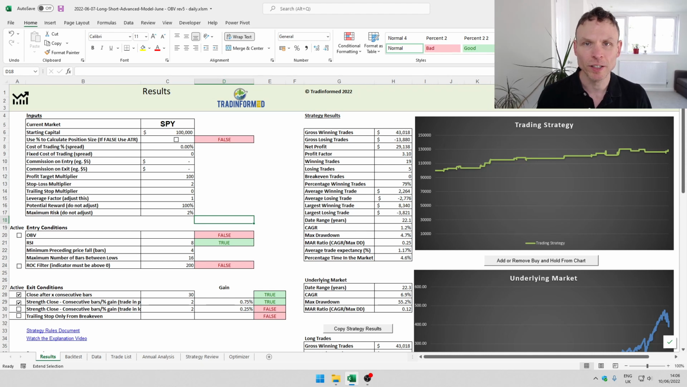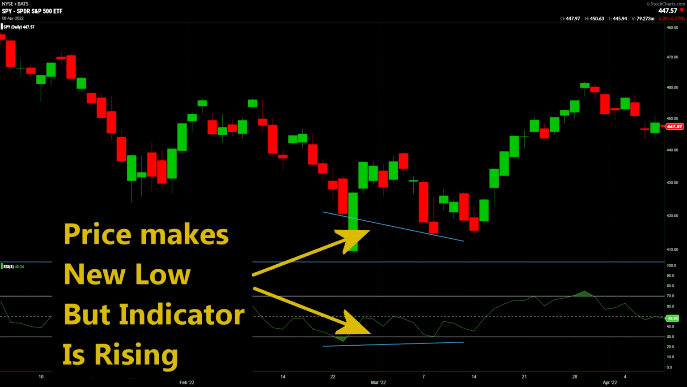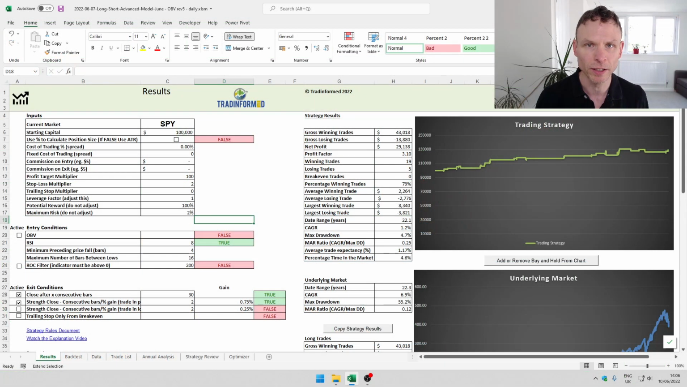Price indicator divergences are one of the most popular trading strategies out there. This is when price makes a new low, but the indicator fails to make a new low, signaling a reversal to the upside. Equally, we can have it if price makes a new high, but the indicator fails to make a new high. Then we can expect a reversal to the downside. At least this is the theory.